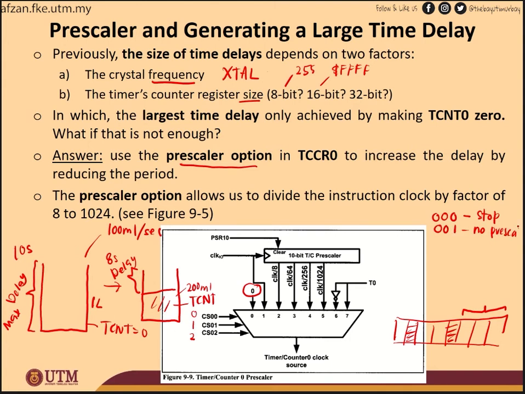If you put 010, you use a prescale of 8. 011, you are using a 64 prescaler. 100, you're using the 256 prescale. 101, you're using a 1024 prescaler.